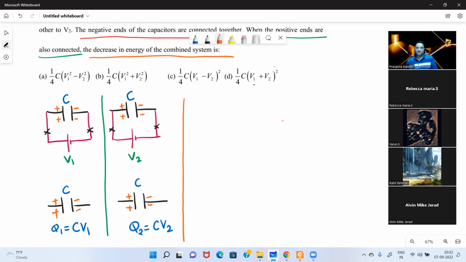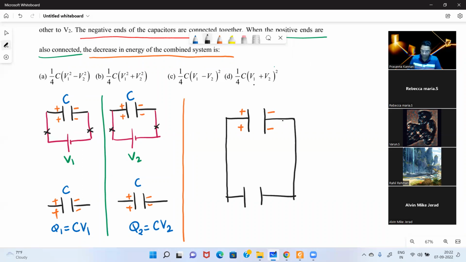Correct? Now what we are doing is, in contrast to what we did in the previous sum. In the previous sum, we took the positive plate of one capacitor and connected it with the negative plate of the other capacitor and vice versa. Here we are going to connect the positive plate to the positive plate and the negative plate to the negative plate, right?